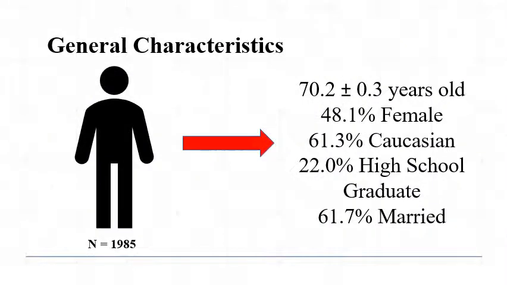Results. The final sample was 1,965 people. The average age was 70 and 48% were female. Also, over half of the population was Caucasian.